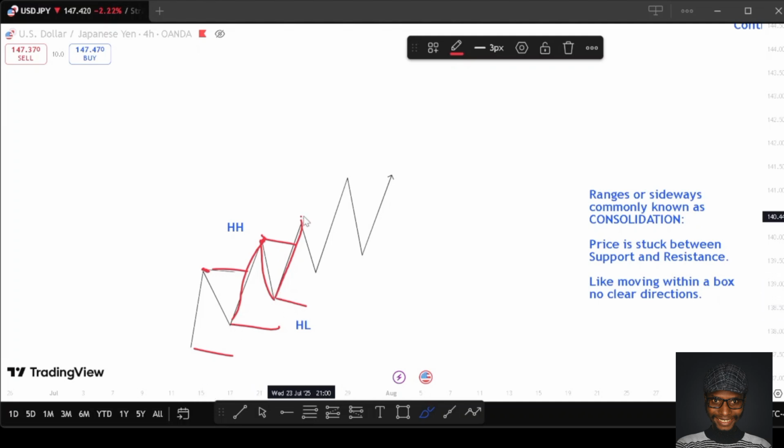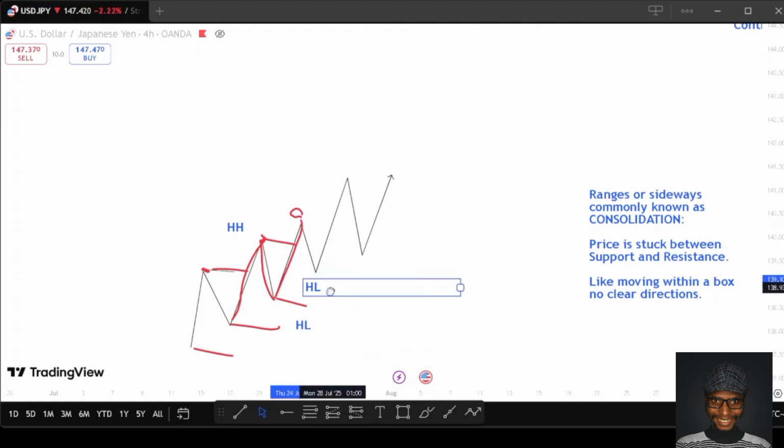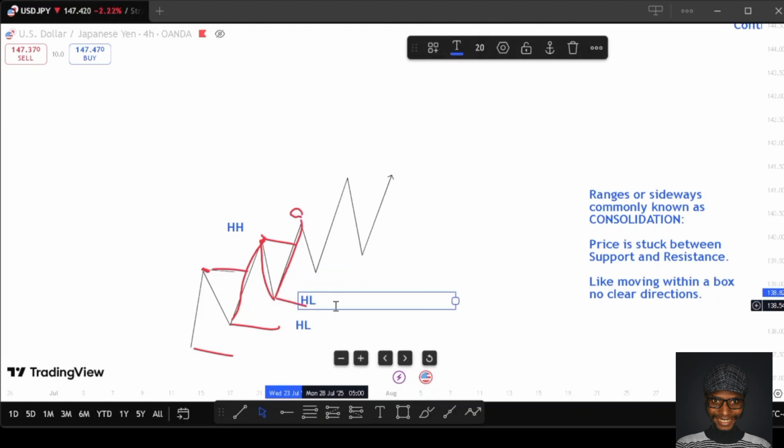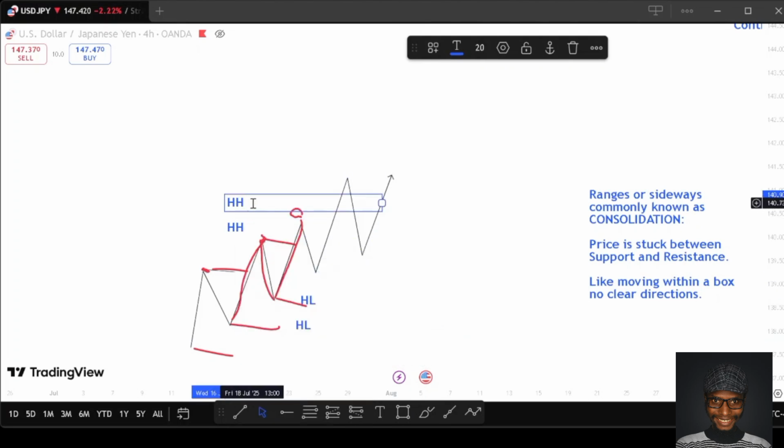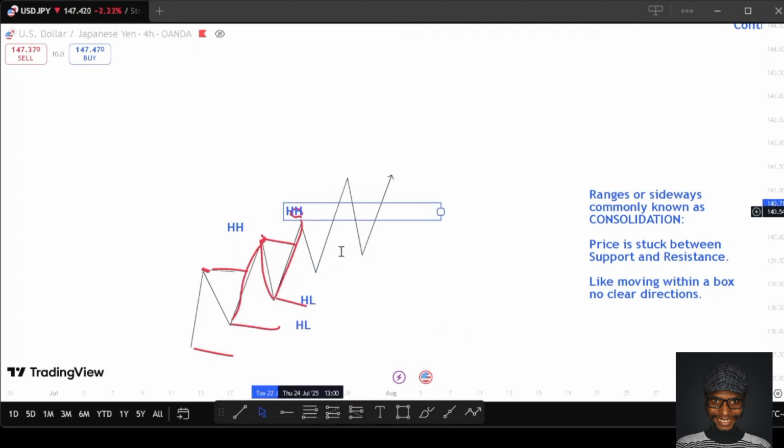Now why is this one our higher high? I believe you understand what I mean. So here will be our new higher low, while this one is our new higher high. That is how you do it. The same thing happens to the rest.